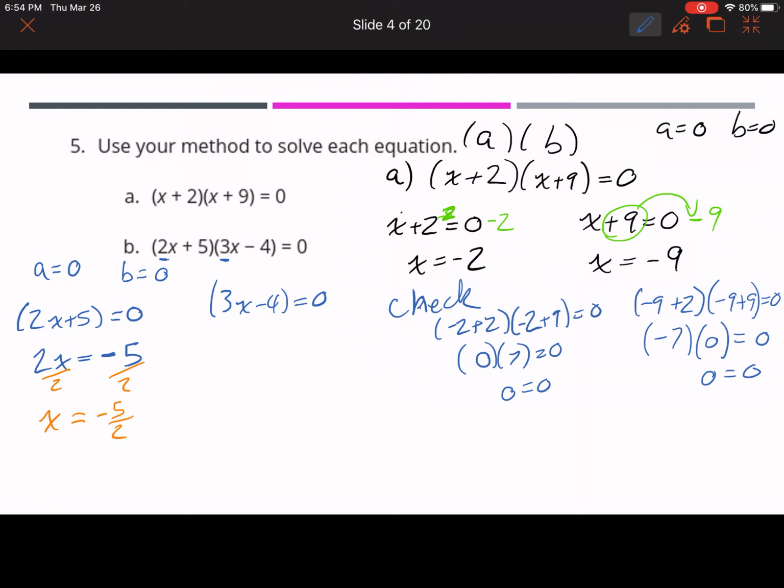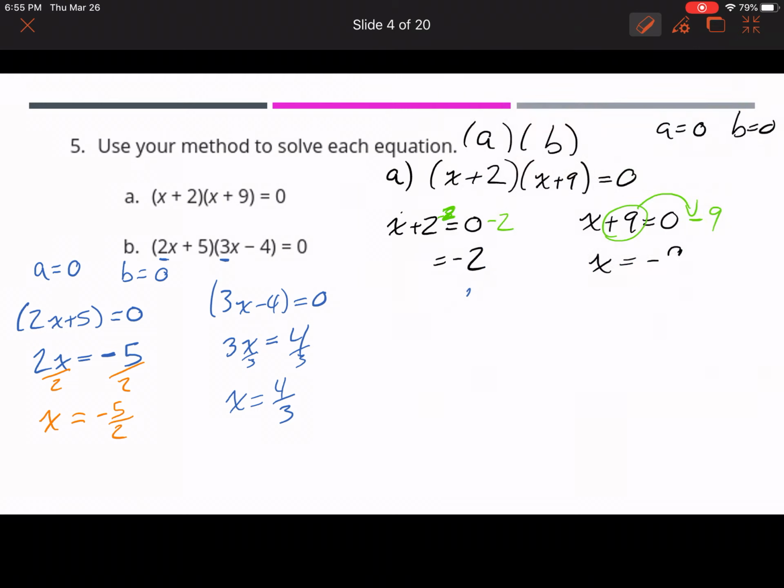Back to blue. Again, 3x, that -4 jumps over and becomes a +4. Or we add 4 to both sides to get rid of it. Two ways to think about it. We're multiplying by 3 on one side, so we need to divide by 3 on both sides to get rid of it. And x equals 4/3. So now we've got two different answers. Let's erase and give ourselves a little bit more room to do this second check.